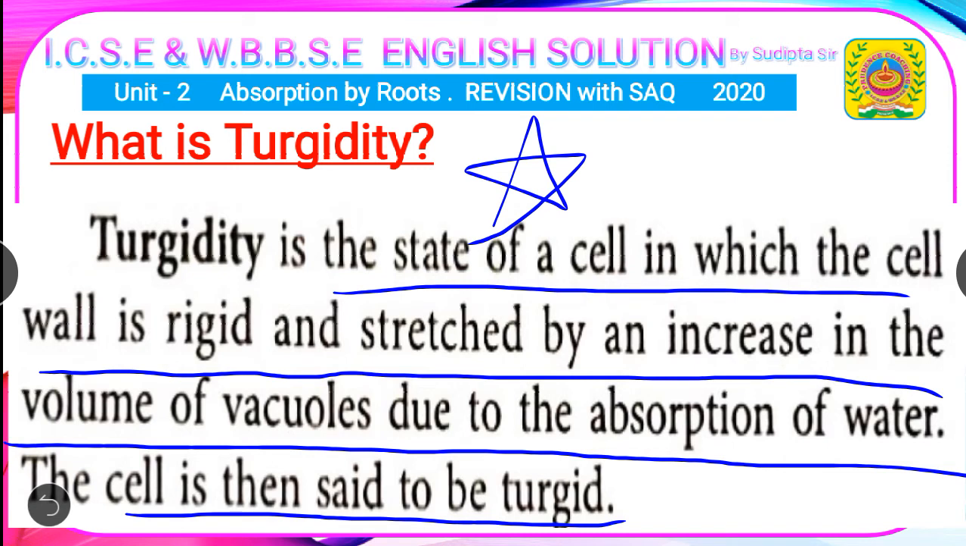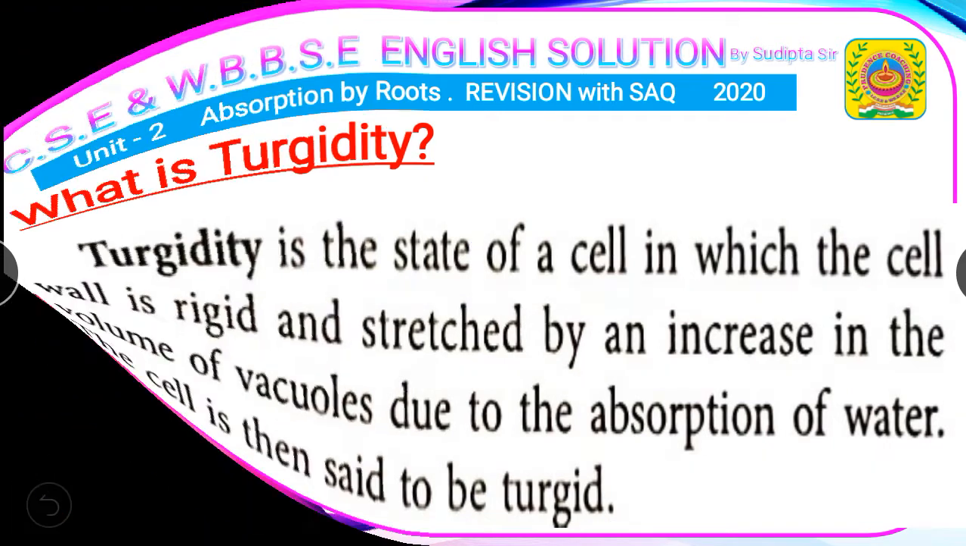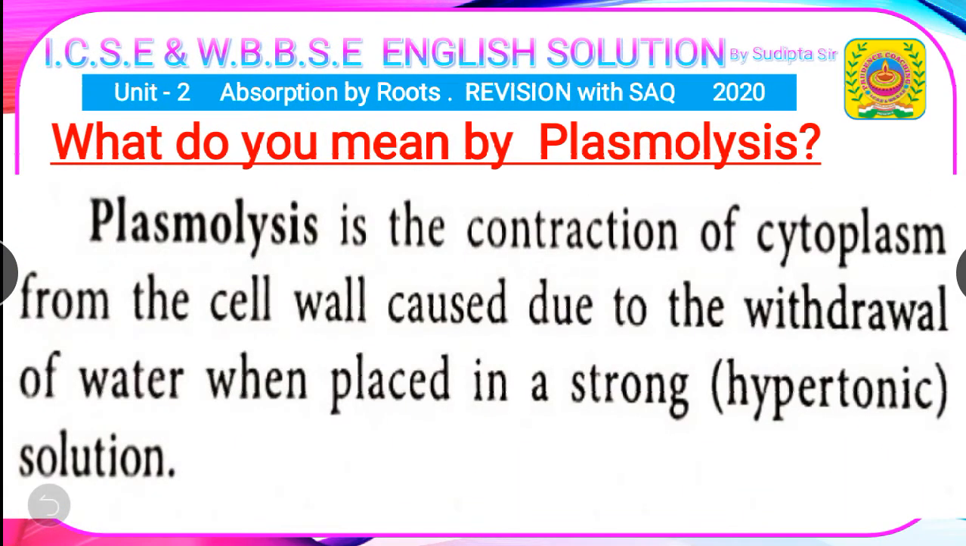So what is turgidity? Turgidity is the state of a cell in which the cell wall is rigid and stretched by an increase in the volume of vacuoles due to the absorption of water. And here this cell will have to be known as turgid. That means due to the absorption of water, the cell will swell up, and this condition of the cell is turgid or turgidity.